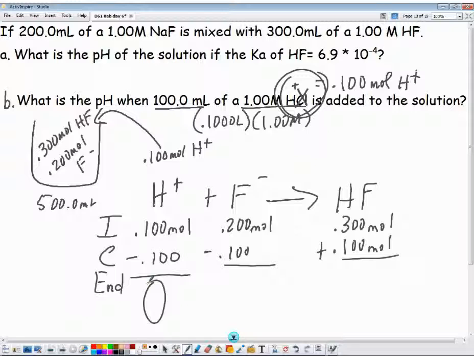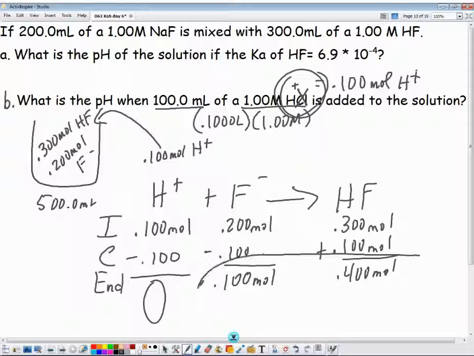Oh, the buffer did his job. He gobbled up all that H+ that was added. Now, what did the F- end up doing to himself, though? Sacrificing some of himself for the buffer. And now, instead of having a 0.3 over 0.2 ratio, I got a 0.4 over a 0.1 ratio.